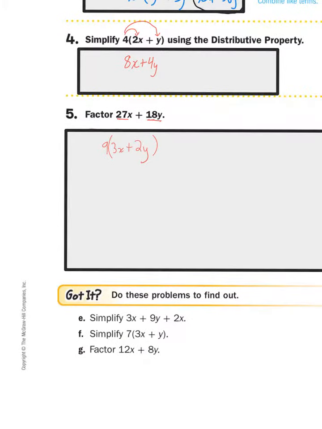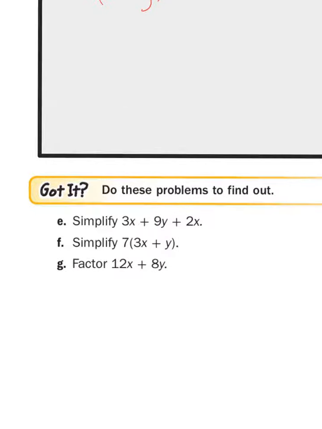All right, and now, here's your job. Your job is to do E, F, and G. Simplify those, and in G, you're going to factor those. When you're done, restart it. Go.